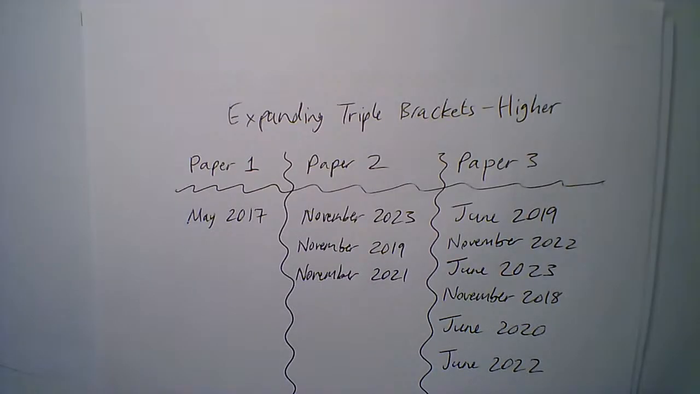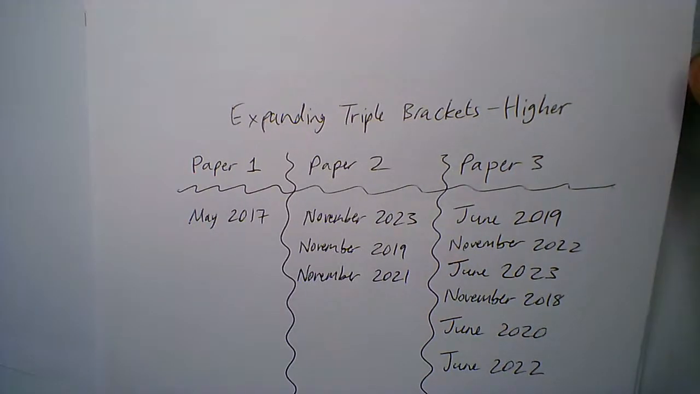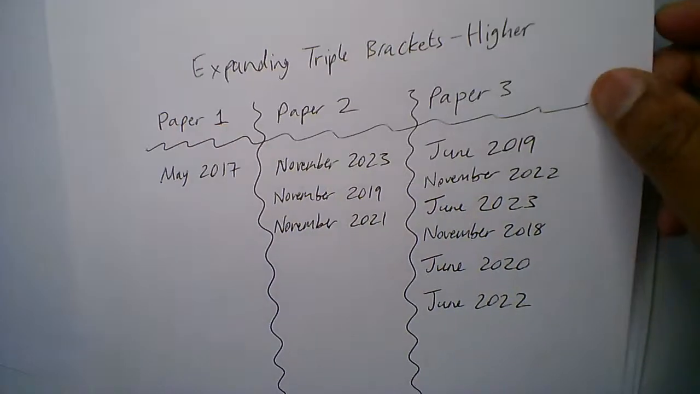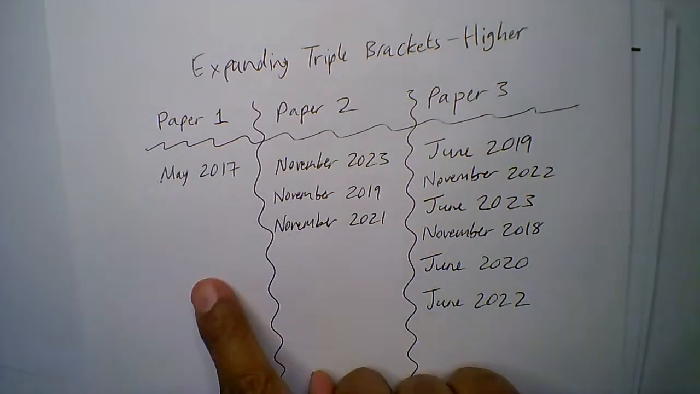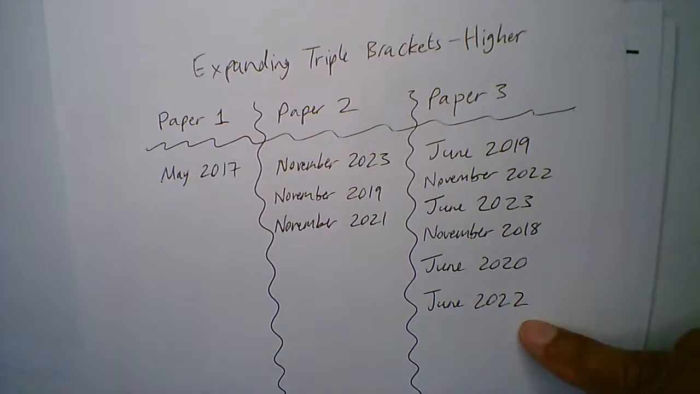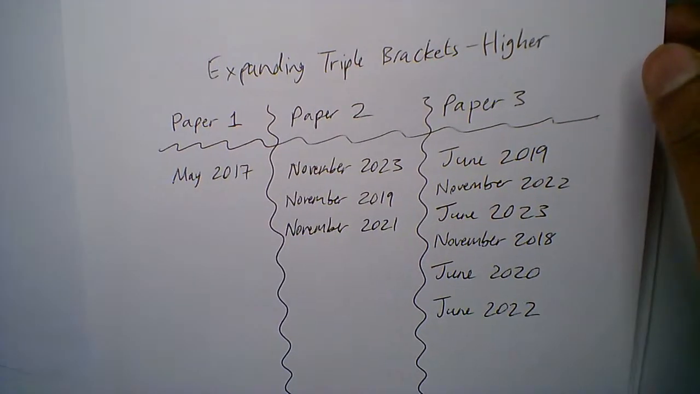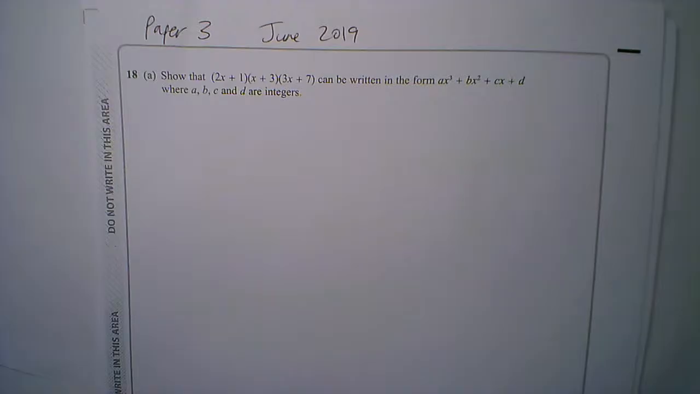So this is my kind of analysis of triple brackets, and when it's come up, and you can see quite clearly it comes up in all papers, calculator, which is paper 1, and non-calculator papers. You can see there's a pattern clearly. It's appeared more times in paper 3 than any other papers. All right, so here is our next question.